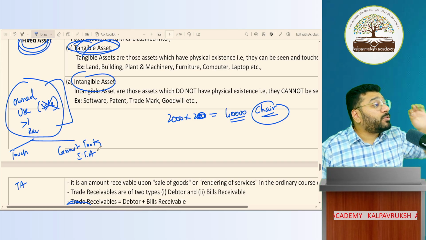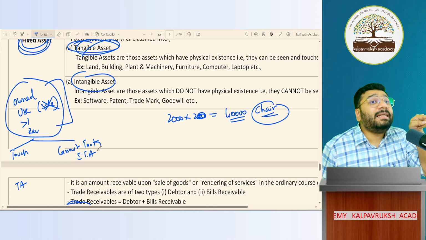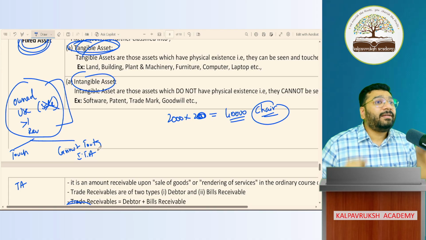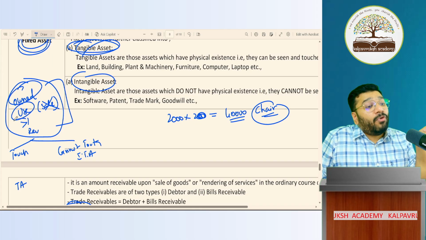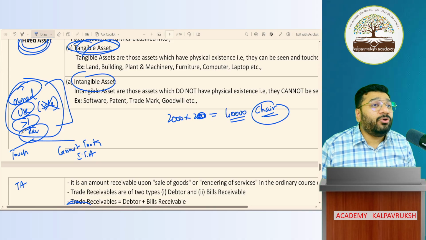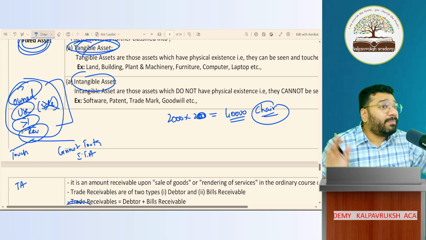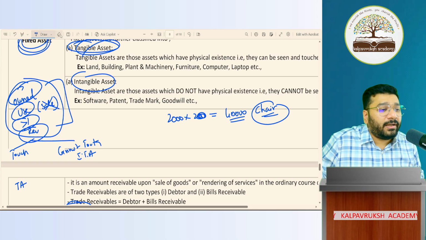So tangible means something I can touch. Intangible means that which I cannot touch. But it is an asset which I own. I will use it for more than 1 year. It helps me to generate revenue. All the 4 conditions are satisfied, but you cannot touch it. Got it? Not got it?